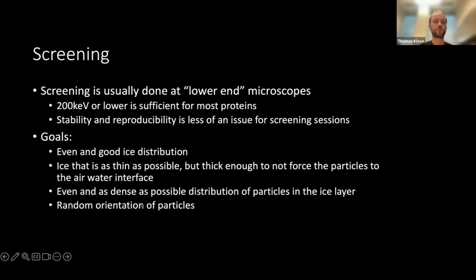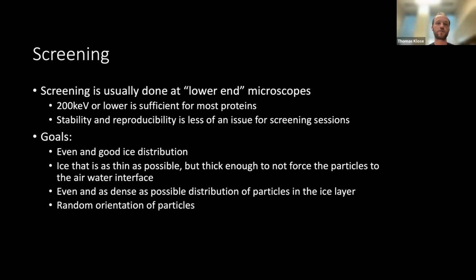Once you have your grids frozen, what you need to do is screening. So screening is usually done on what some people like to call lower end microscopes. I don't really have a better term for it, but the idea is that it is rather challenging to find ideal conditions. So again, we want to have very thin ice, not too thick ice, but if we overdo our plotting, then we take too much liquid away and we have no ice. And while that sounds trivial, it can actually take months sometimes to establish the correct conditions. And so the reason that we use these lower end microscopes is that we can then use our higher end microscopes for data collection.